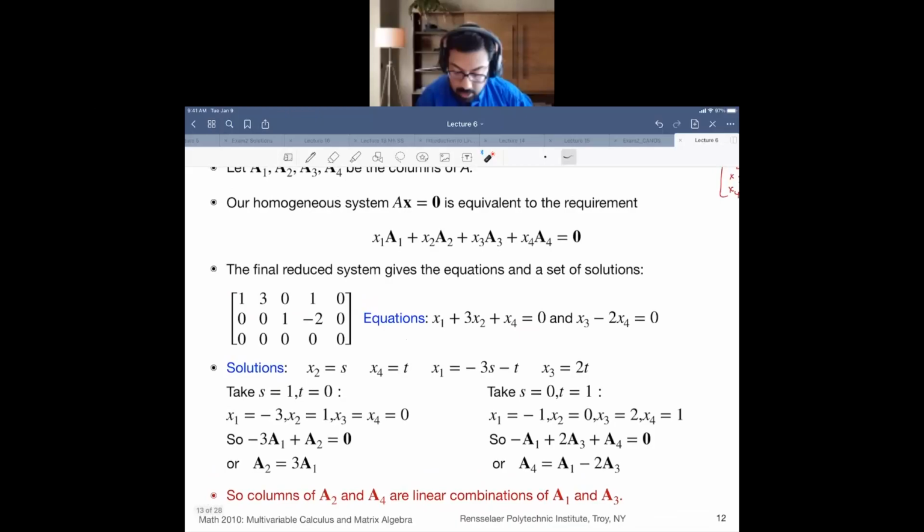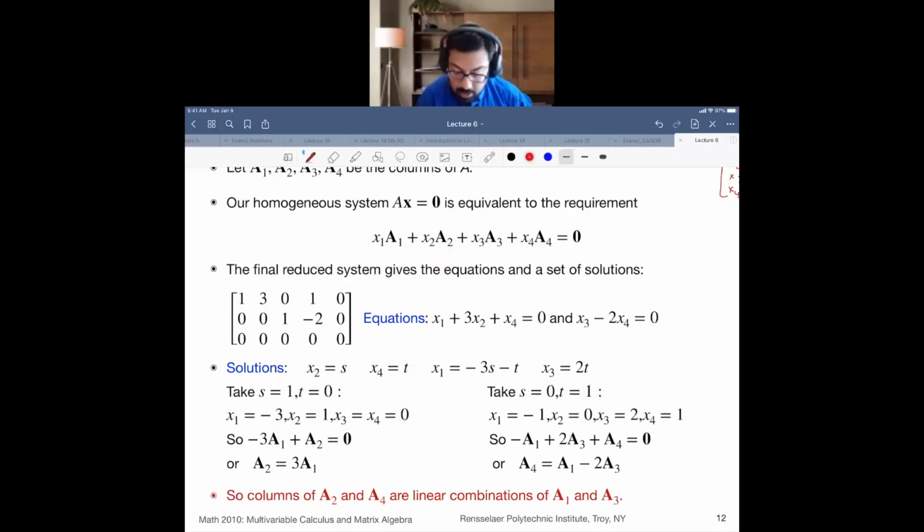And from now, what you can do is, considering x1 and x3 to be leading variables, you can pick any value for x2, x4, and get the corresponding values of x1 and x3. So let us assume that you have x2 as some s, x4 as some arbitrary value t, then x1 has to be negative 3s minus t, and x3 has to be 2t. So if you take s to be 1 and t to be 0, what do you get? You get x1 to be negative 3, x2 to be 1, and both x3 and x4 to be 0. So if you substitute that back in that condition, what do you have?